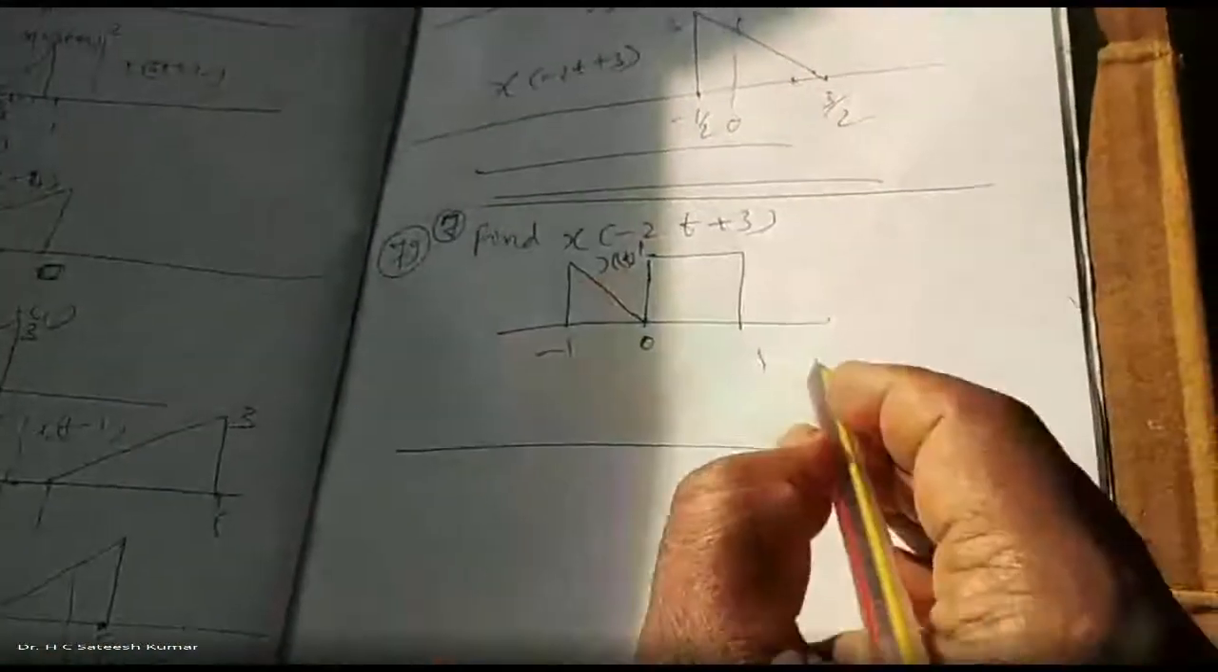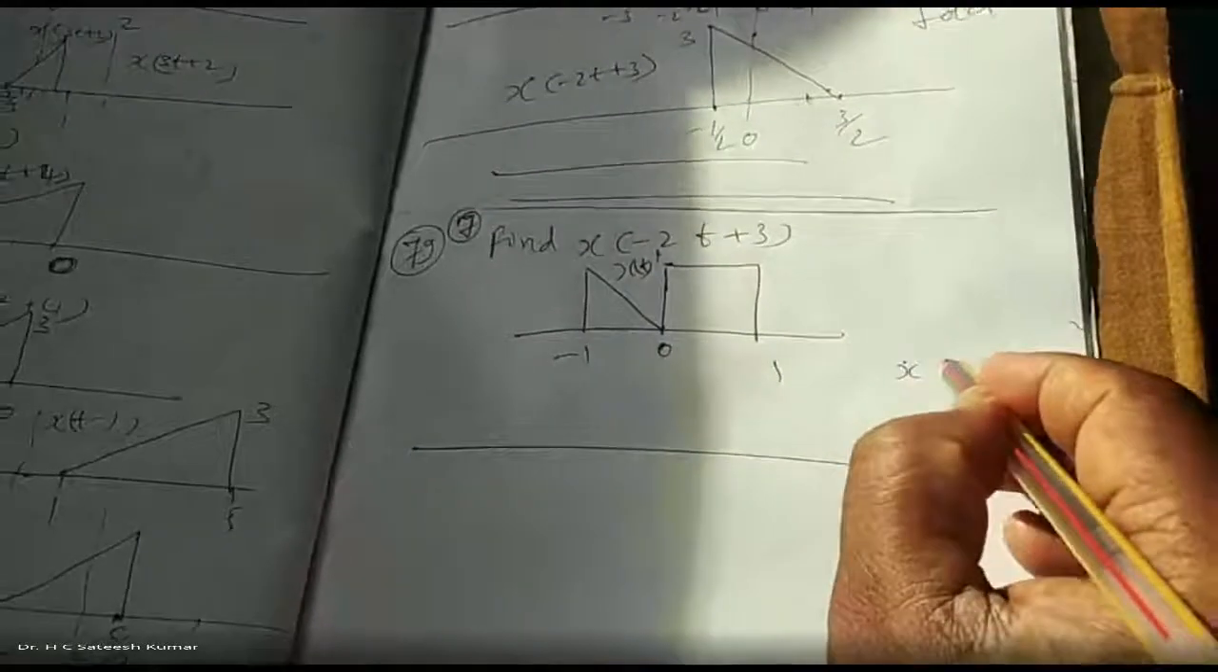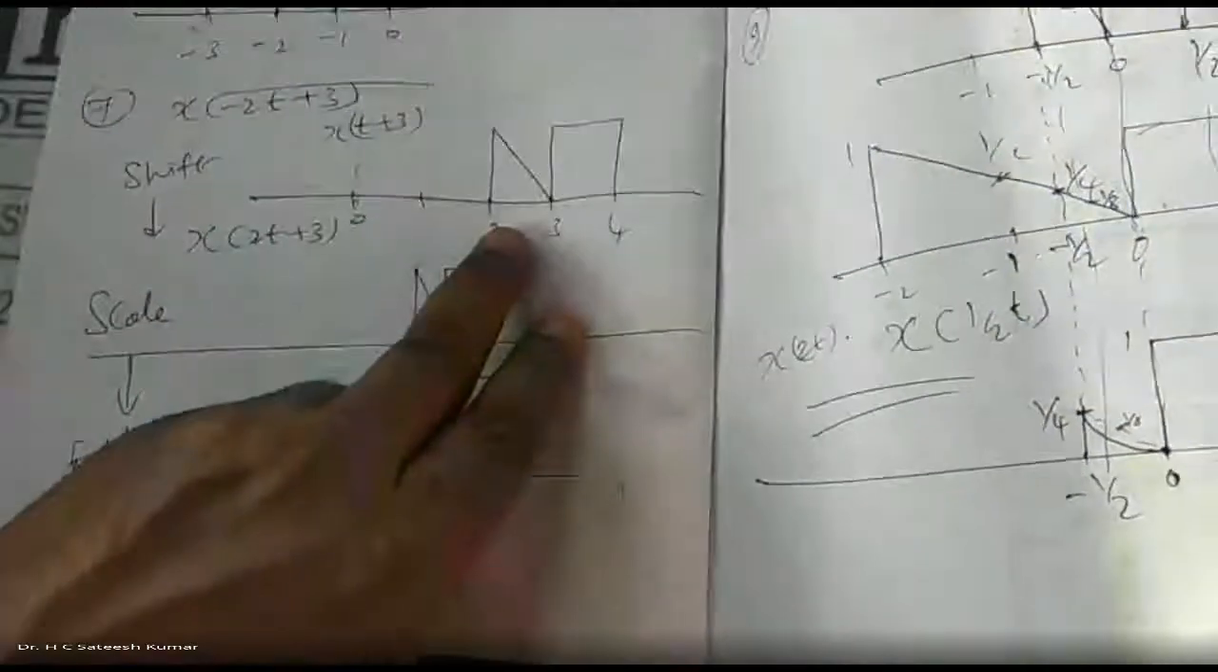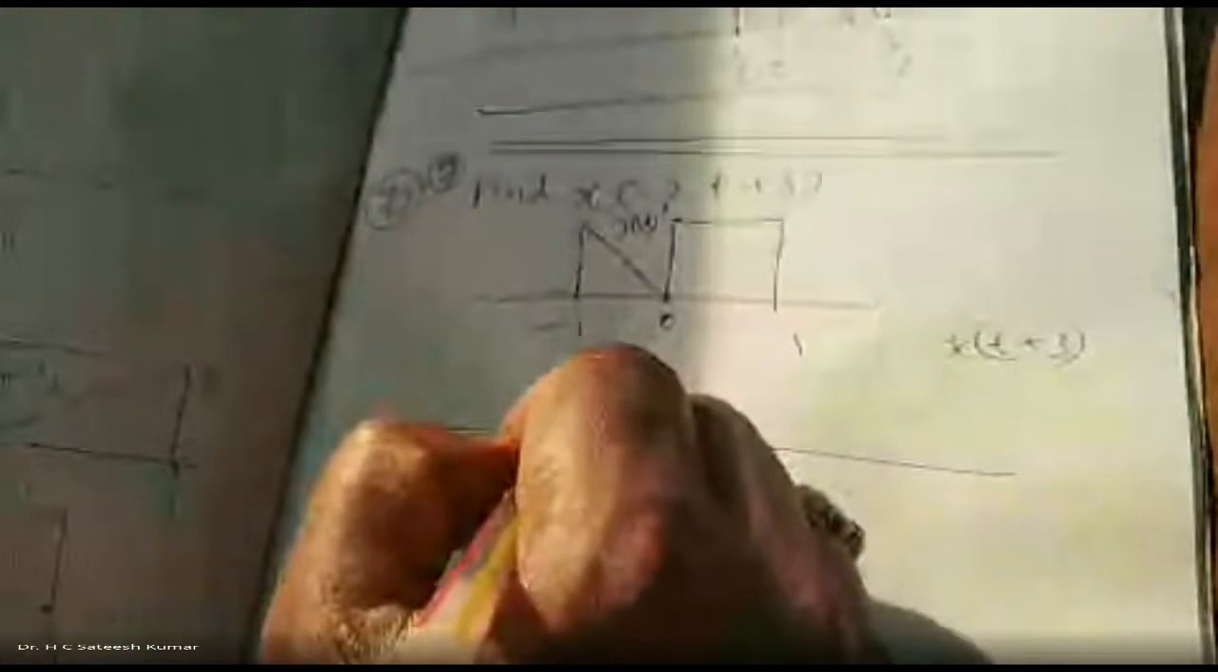So first what you should do is x of t plus 3. X of t plus 3 is nothing but what? Shift left by 3 units. By mistake I have written, you see this problem, I have shifted to right. Whenever t plus is there, it should be shifted to left. So shift left by 3 units means subtract 3. Minus 1 minus 3 means what? Minus 4.